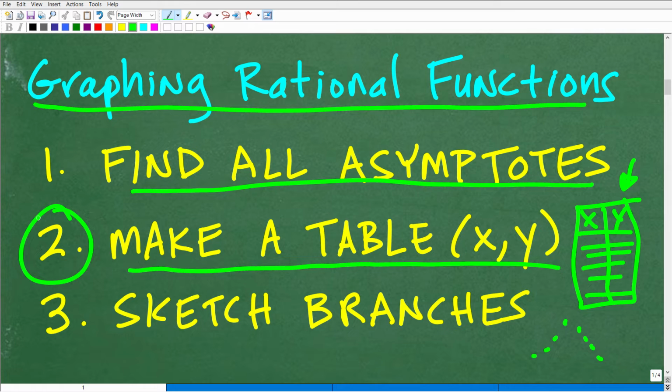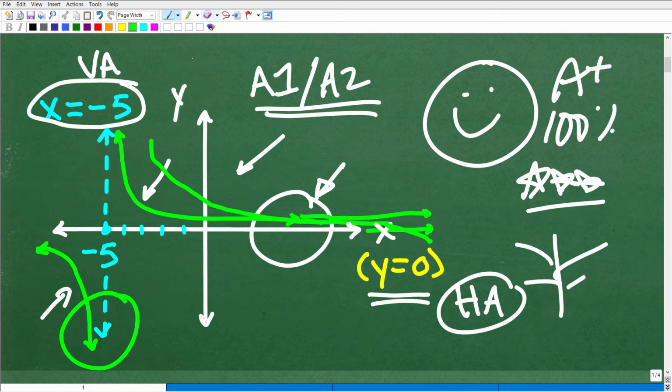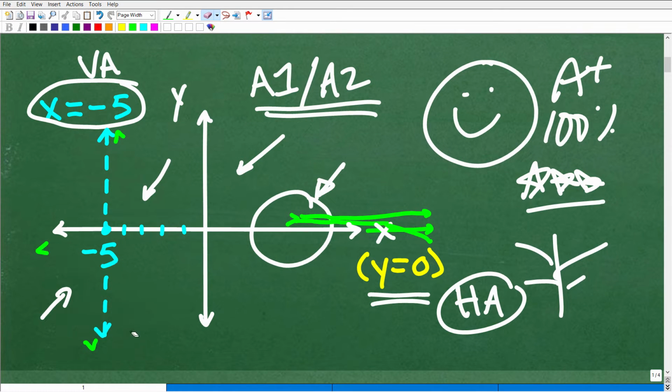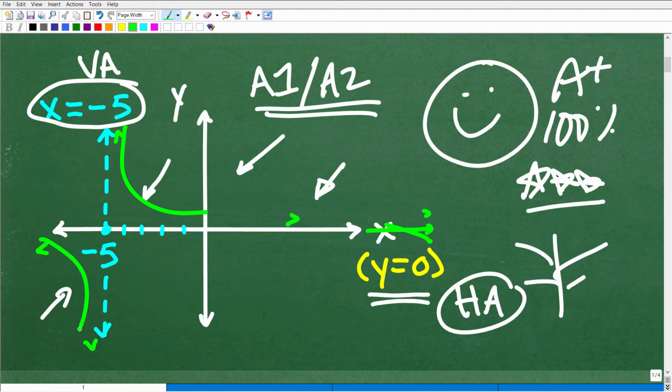And then last but not least, once we have this table, once we have our asymptotes, our boundaries, we're going to sketch the branches of these rational functions. Rational functions are characteristic of having branches. In other words, you're not going to have things that are continuous, like a polynomial function. With a polynomial, you'll have something like that, or like a quadratic equation, you have something like this. It's nice and continuous. But with a rational function, you're generally going to have branches. You can have all sorts of branches, things like this, like that.